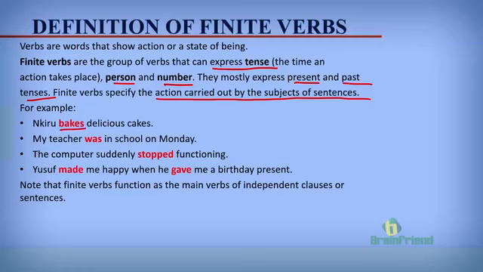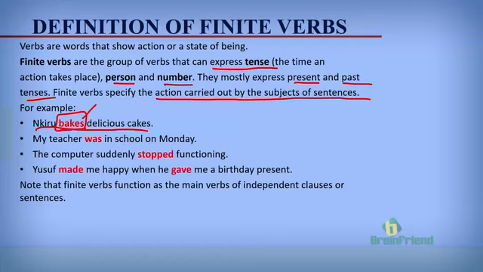Nkiru bakes delicious cakes. Bakes here is a finite verb because it helps to express this sentence in the present tense. It shows you that that is what Nkiru does regularly, or not necessarily that she does it at the time when you're speaking, but it's something she does regularly, or it's something she has been doing. So it's in the present. So this verb here, which shows present tense, is a finite verb because from our definition, we said they are verbs that can express tense. They can tell you the time an action takes place.